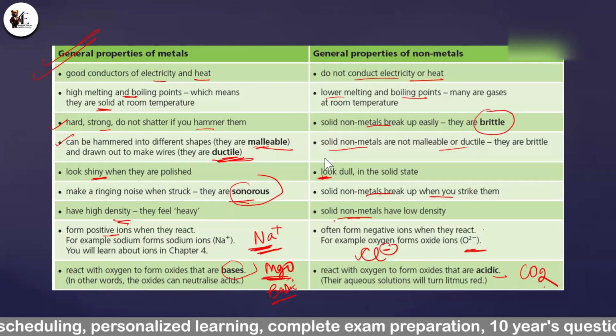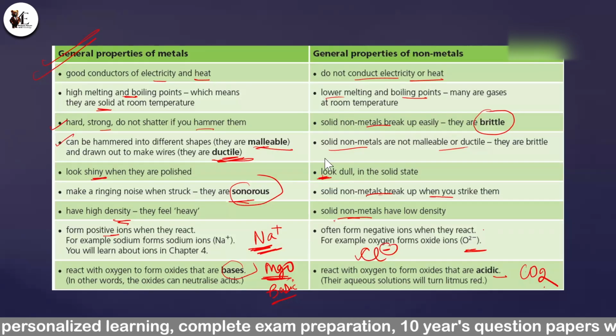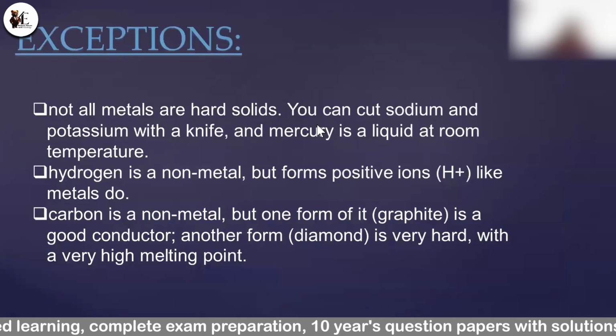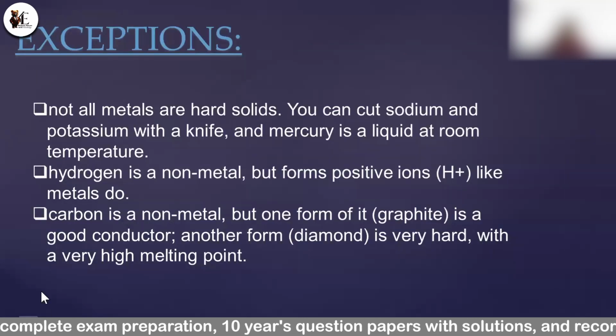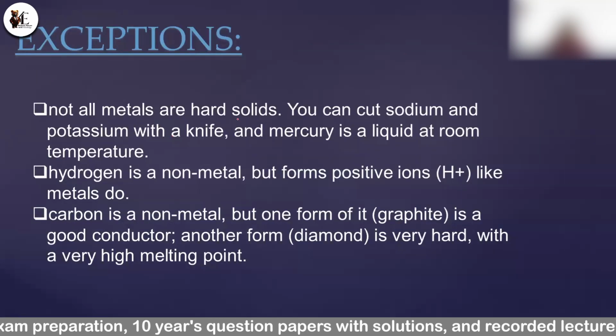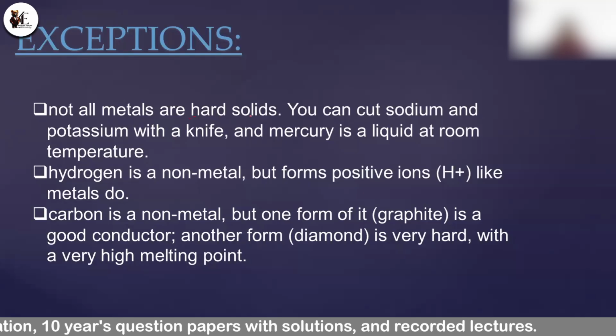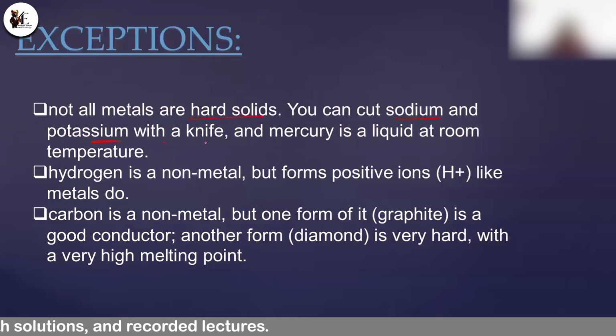But there are some exceptions here. These are very important. Not all metals are hard solids. We have studied that metals are hard, but sodium and potassium are exceptions. They are not hard. They are so soft they can be cut with a knife. Sodium and potassium we are talking about.